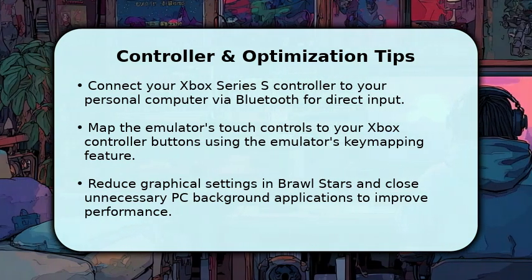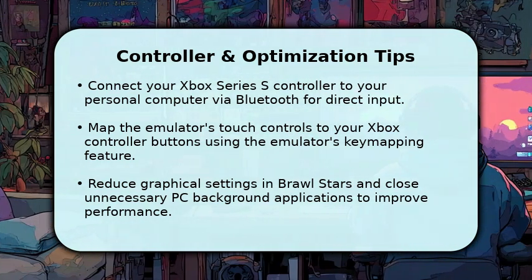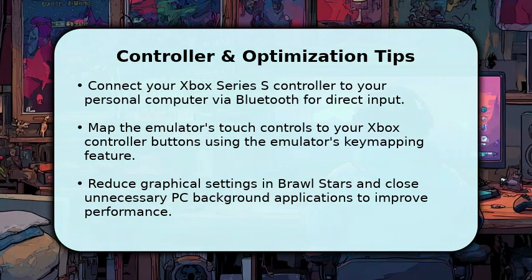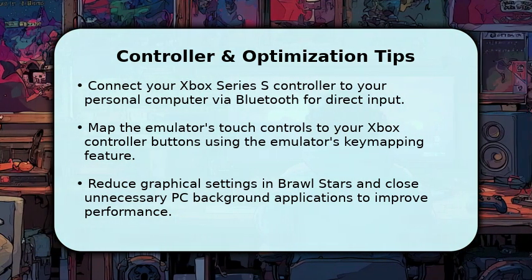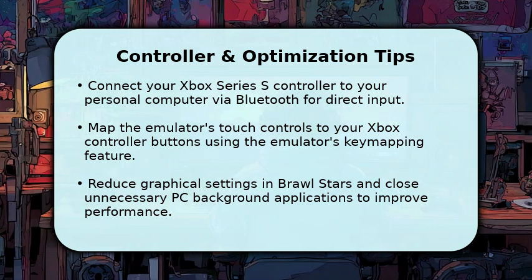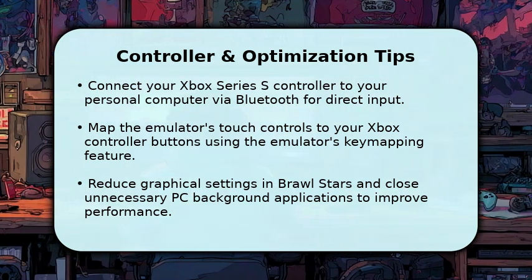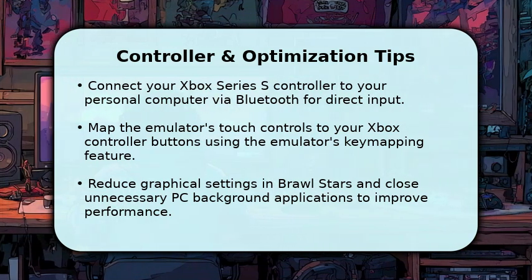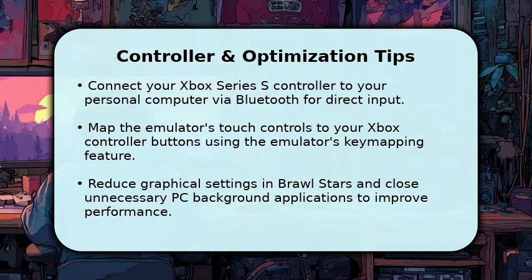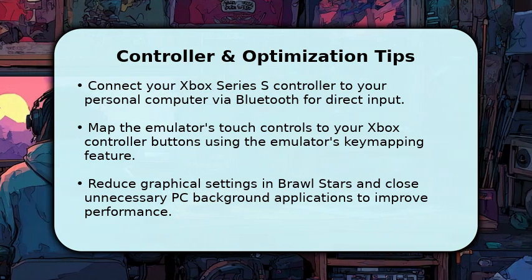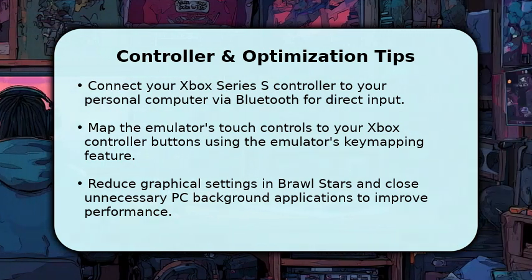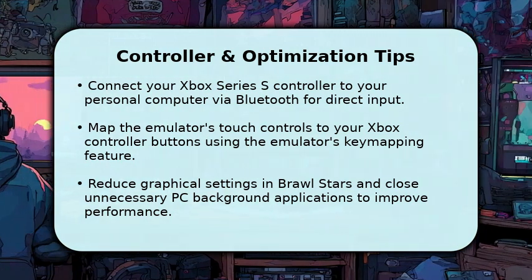Finally, let's get your Xbox controller working for the game. Pair your Xbox controller to your PC using Bluetooth, allowing for direct control input. Within your Android emulator, access the key mapping settings to assign the on-screen Brawl Stars controls to your physical controller buttons. For the best performance, consider lowering the in-game graphics settings and ensure no other heavy applications are running on your computer, minimizing any potential input lag.